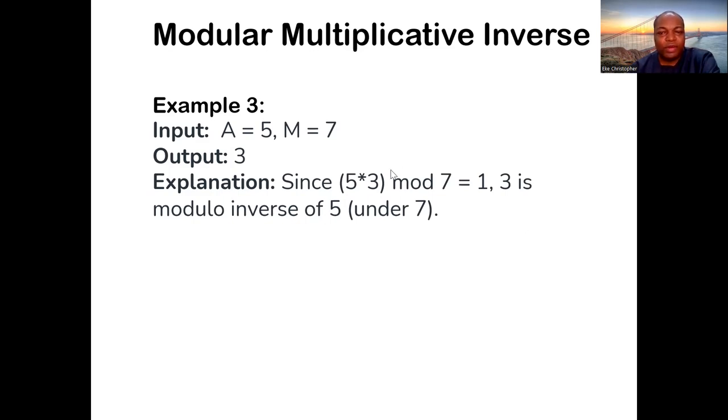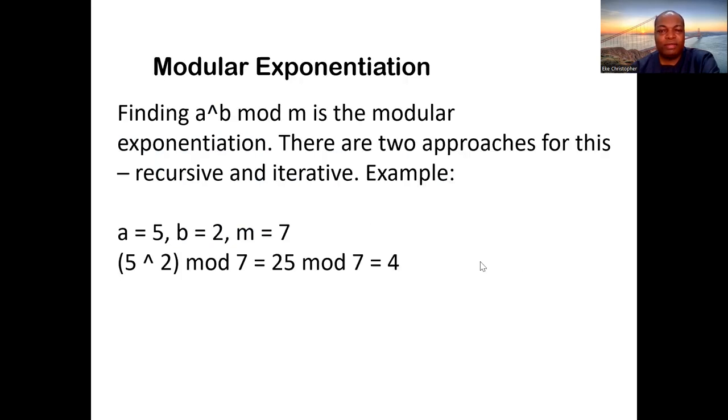Okay. So we have 3 as the modular inverse of 5 under 7. So this 5 is, of course, under the range of what? 6. 1, 2, 3, 4, 5, 6. So 5 is within the range of 6. So the valid answer 3 is correct. So I hope it's very, very clear now.